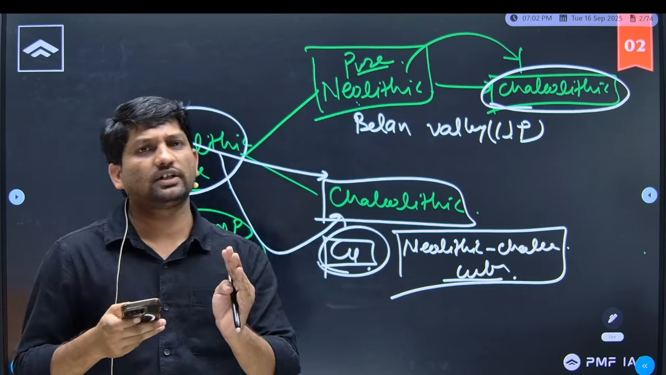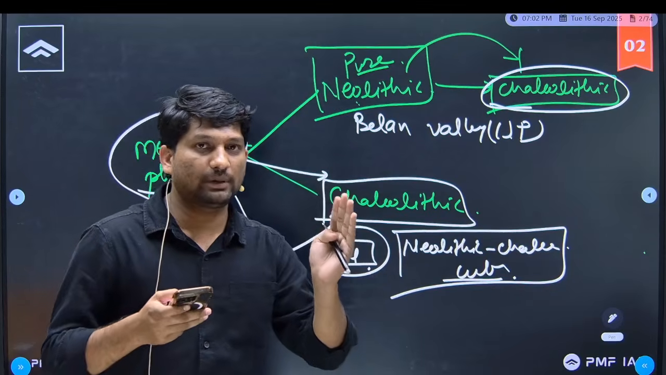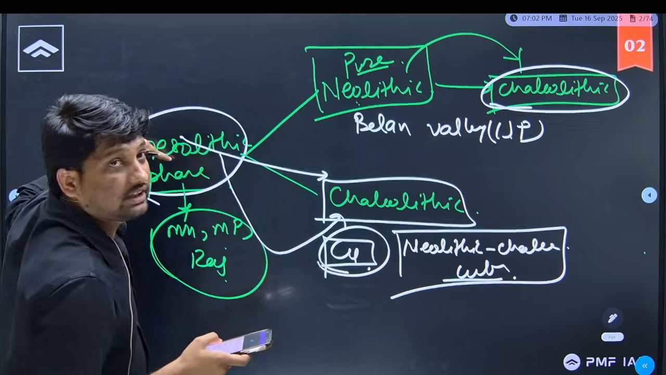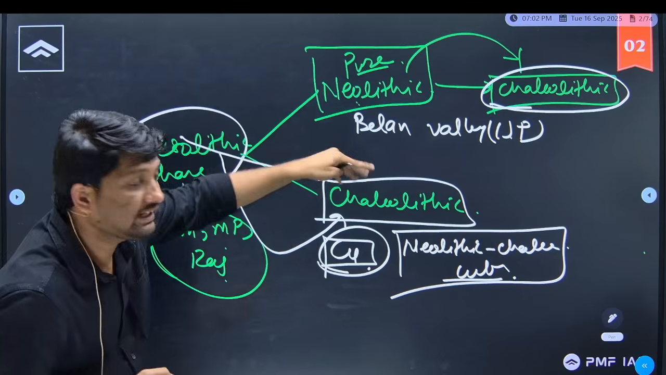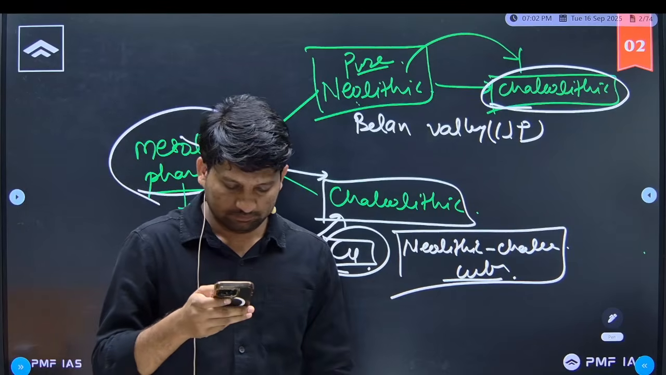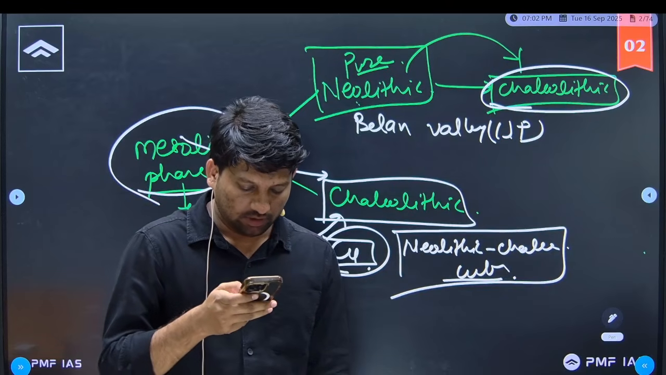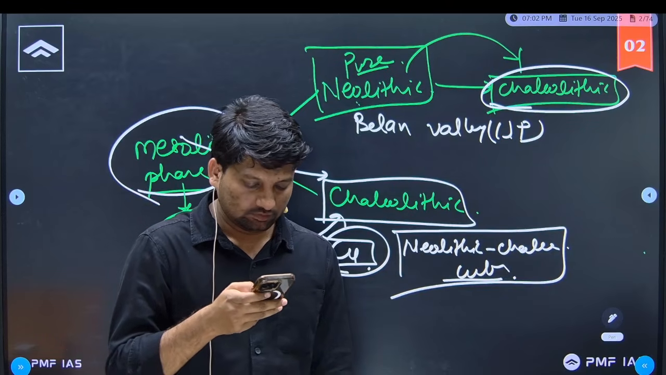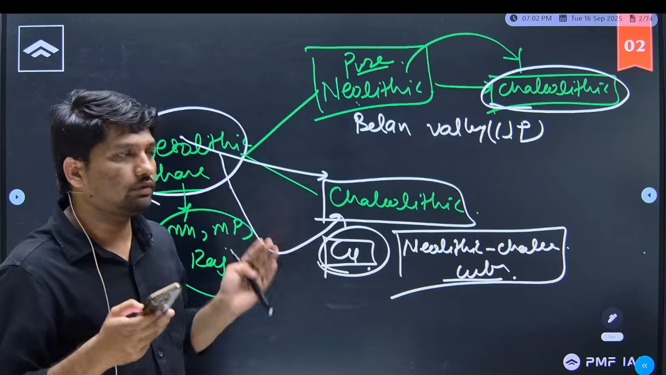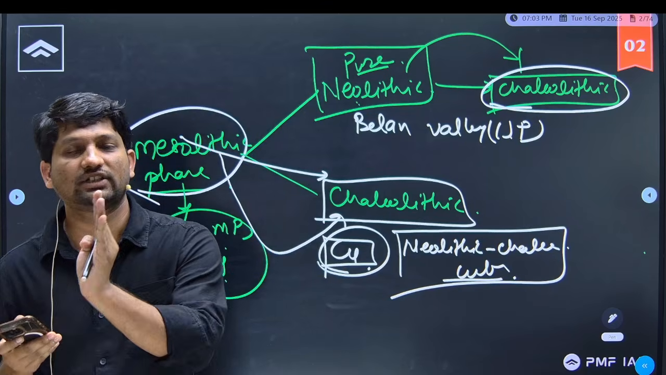So don't consider that every site will pass through every culture, like first Paleolithic, then Mesolithic, then Neolithic, then Chalcolithic. No, after the Mesolithic, they can jump directly to Chalcolithic also, because it is all based on what we have found. No confusion for Rohan, Abhinav, Hemant? Because this is somewhat confusing.